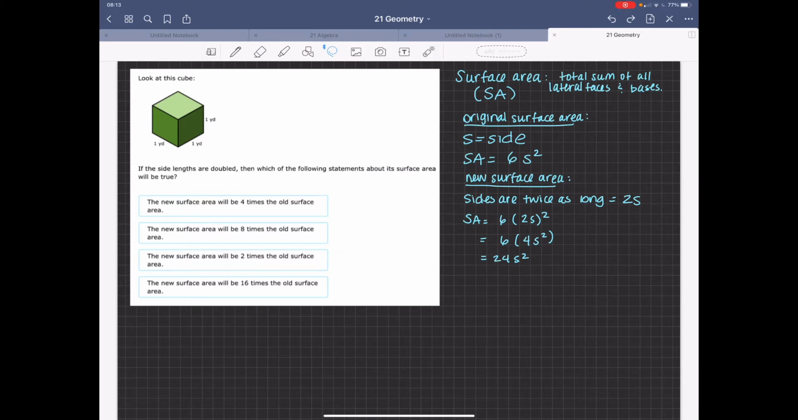So now what I want to do is take the ratio of the new surface area divided by the value of the original surface area. So that is going to be 24S squared divided by 6S squared. And then when I simplify, let's see what it looks like. When we simplify, we're going to get 4. And so it says the new surface area will be 4 times the old.